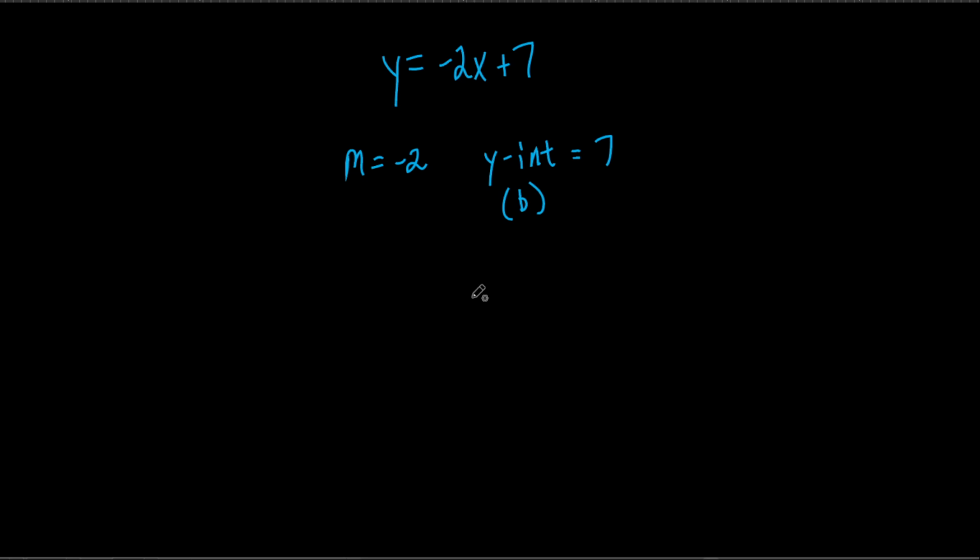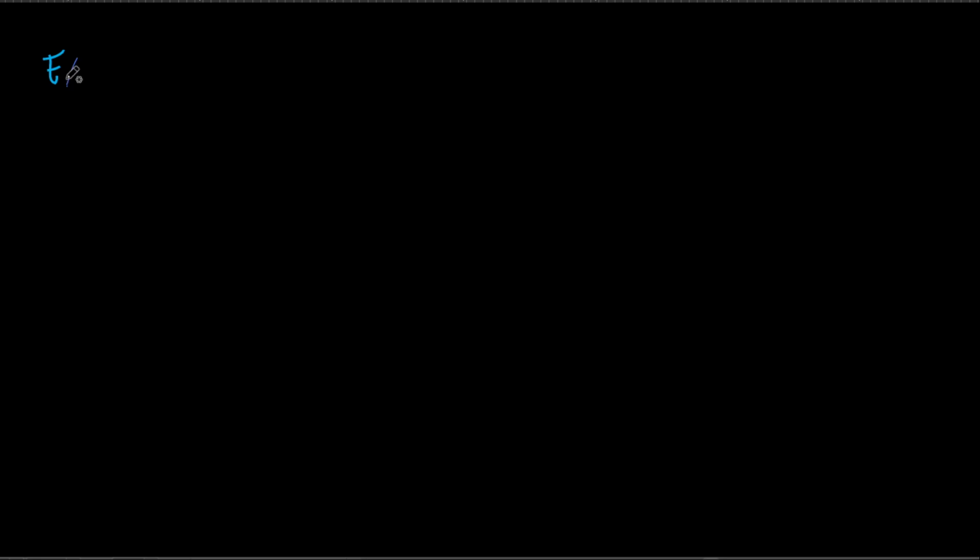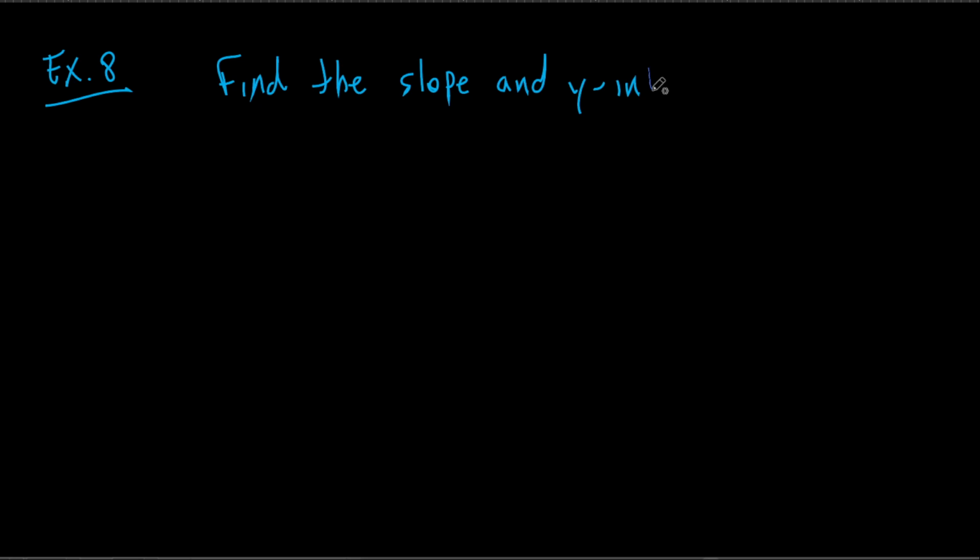We're not going to graph this one, but we will graph the next one. All right, so this is example 8. And the question's pretty easy. It says find the slope and the y-intercept. And it says to graph it as well. So find the slope and the y-intercept and graph. Okay, so we're finding the slope, the y-intercept, and we're going to graph the thing. So here's our equation.